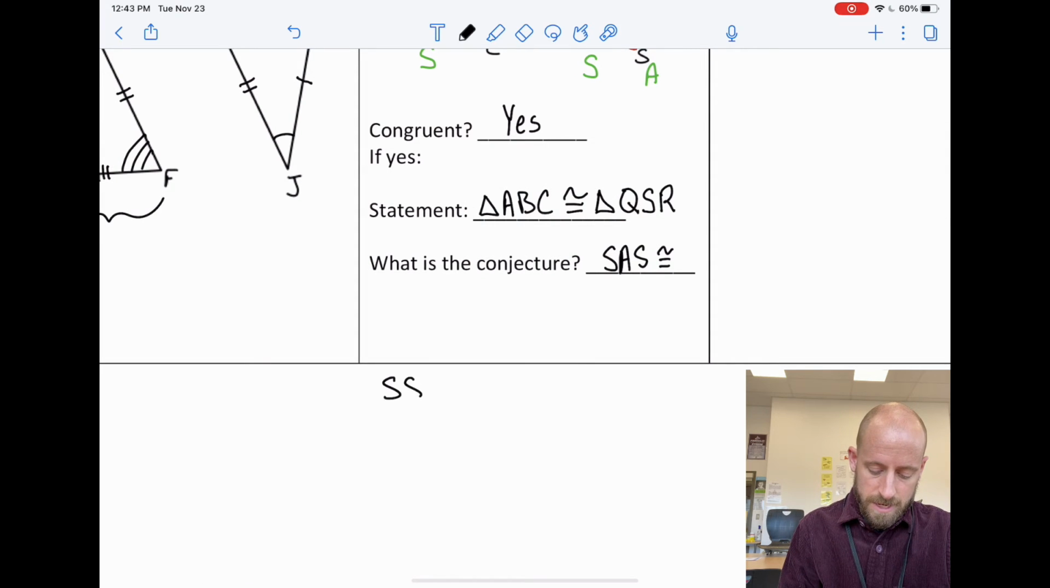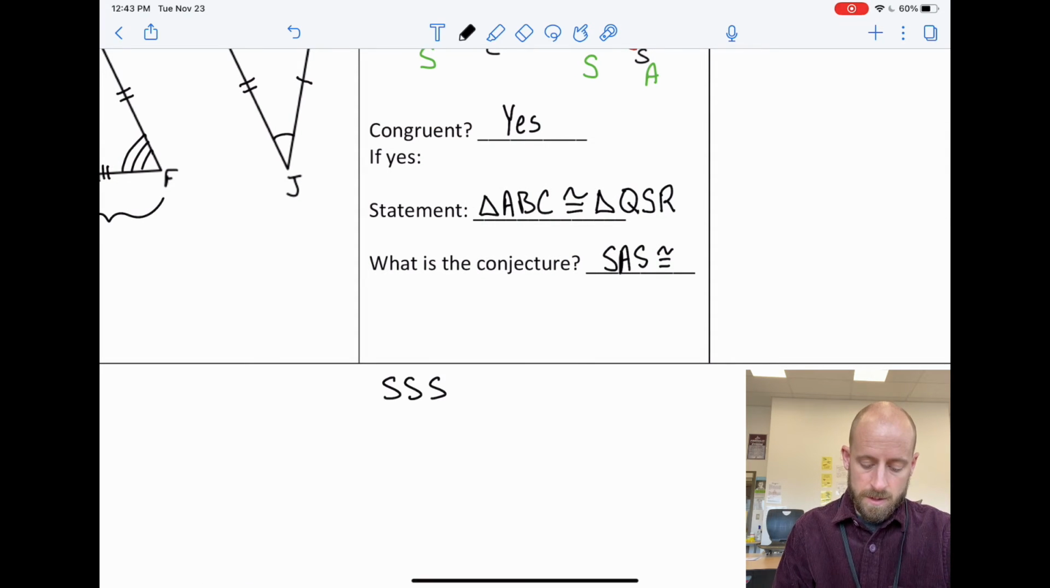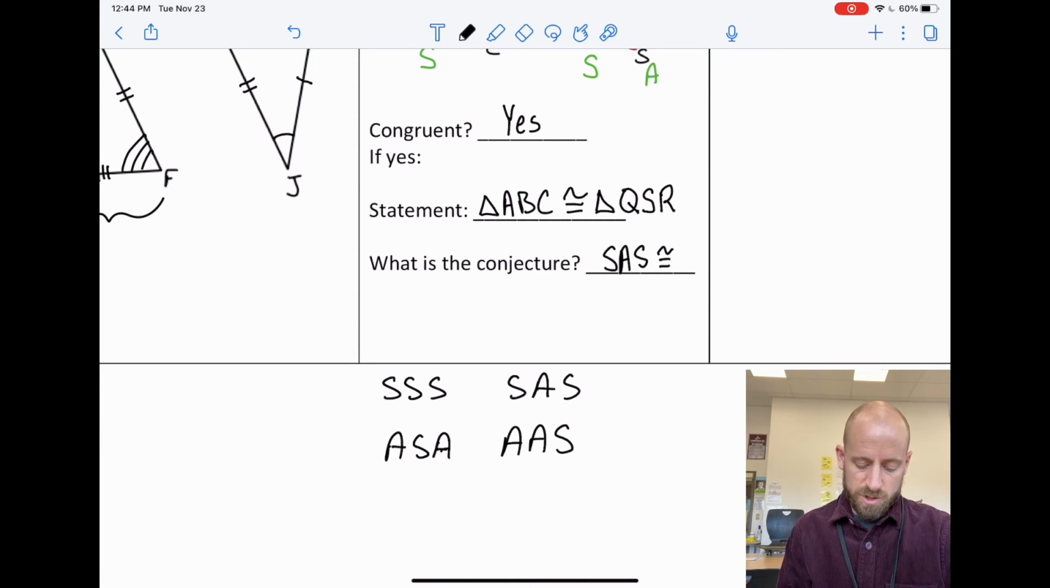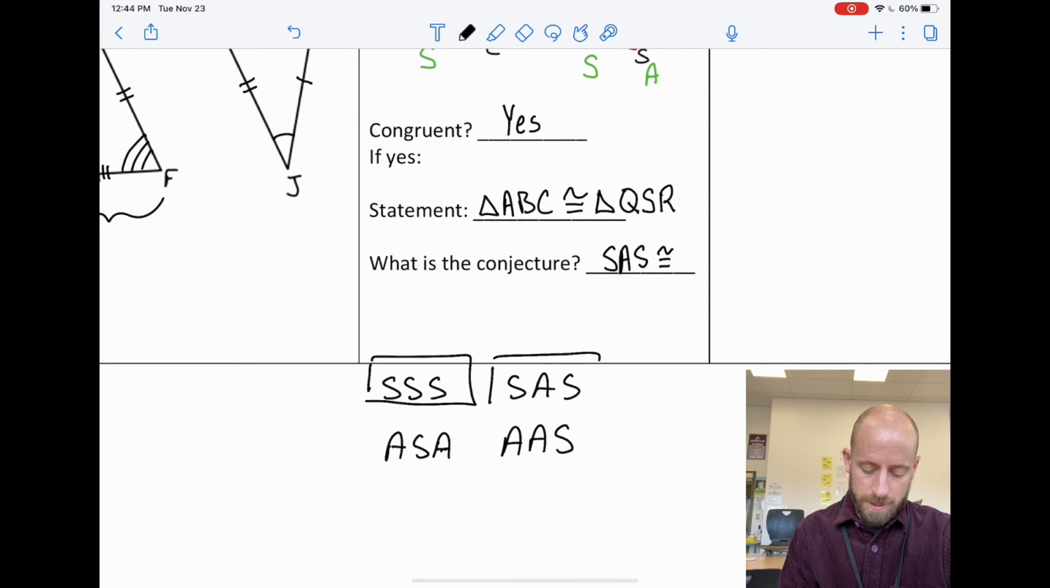So there's side, side, side. There is side, angle, side. There is angle, side, angle. And then there is angle, angle, side. Okay? Which basically are the same thing, but there's 4 different ones. So you're working on identifying which one of these 4 is the conjecture. There's 4 of them. Okay?